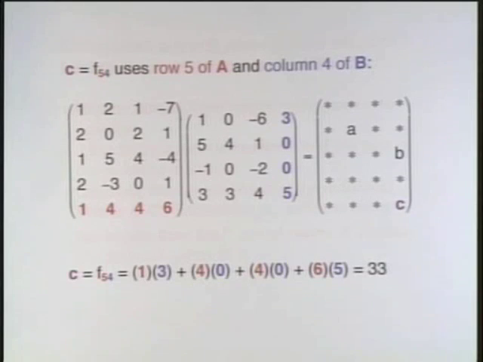Of course, if you prefer, instead of finding the values of individual entries, you can find the complete product, F equals A times B, and then find the values of the entries A equals F22, B equals F34, and C equals F54 in the resulting matrix.